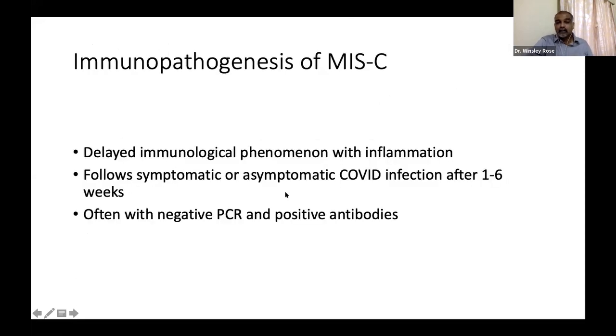Now, finally, a little bit about immunopathogenesis of MIS-C. MIS-C, as you all know, is multi-system inflammatory syndrome, which happens in children, and it's temporally associated with the SARS-CoV-2 infection. This is a delayed immunological phenomenon which is associated with inflammation. It follows symptomatic or asymptomatic COVID-19 infection, and it is usually about 1 to 6 weeks after the infection.